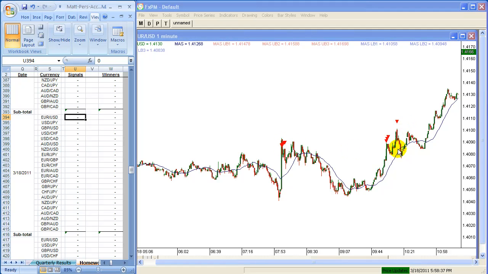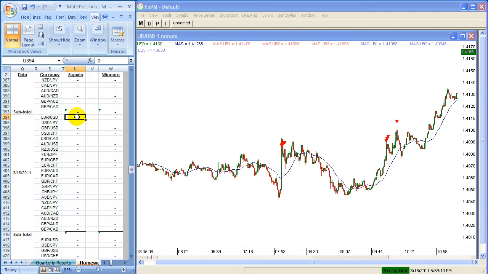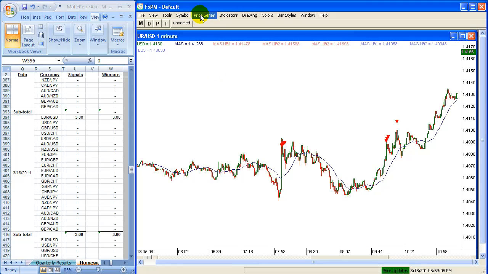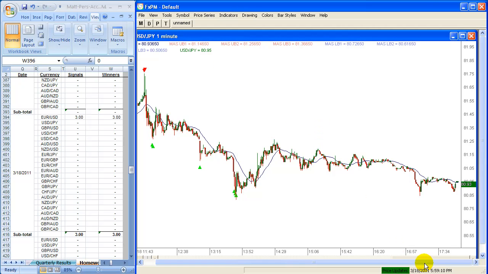But you see I have multiple signals here. So again, I'm looking at my signals, defining whether they would have been winners or losers for my particular strategy. In this case, I had 3 signals throughout the day for euro dollar, and 3 of them were winners. So I'll come over to my homework tab and I'll go ahead and put 3 and 3 there so I can keep track of that. Now, I'm going to want to do this for each of the currency pairs that I pay attention to and trade often.